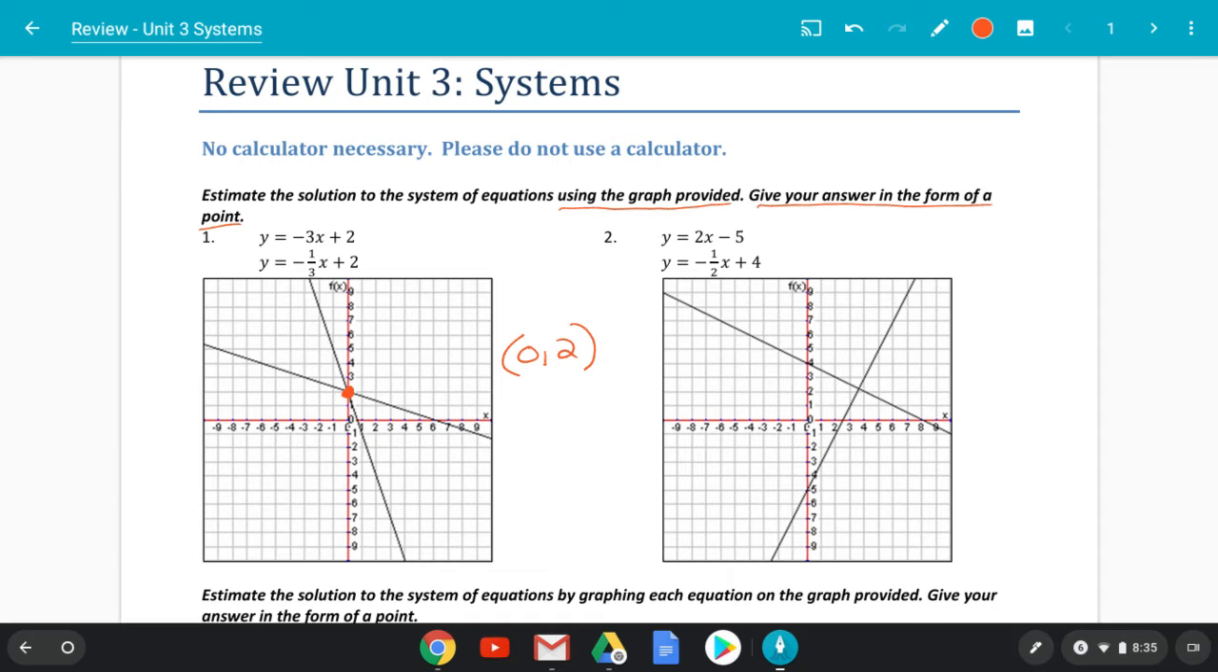Sometimes it's possible that our lines would not intersect if they were parallel, and that would be no solution, or they could lie right on top of each other, which would be infinitely many solutions. But these ones obviously intersect.